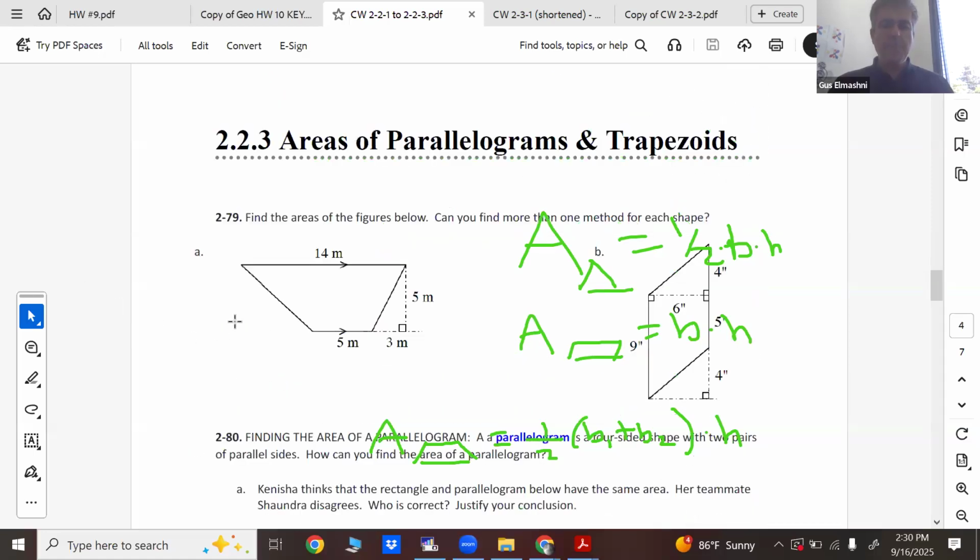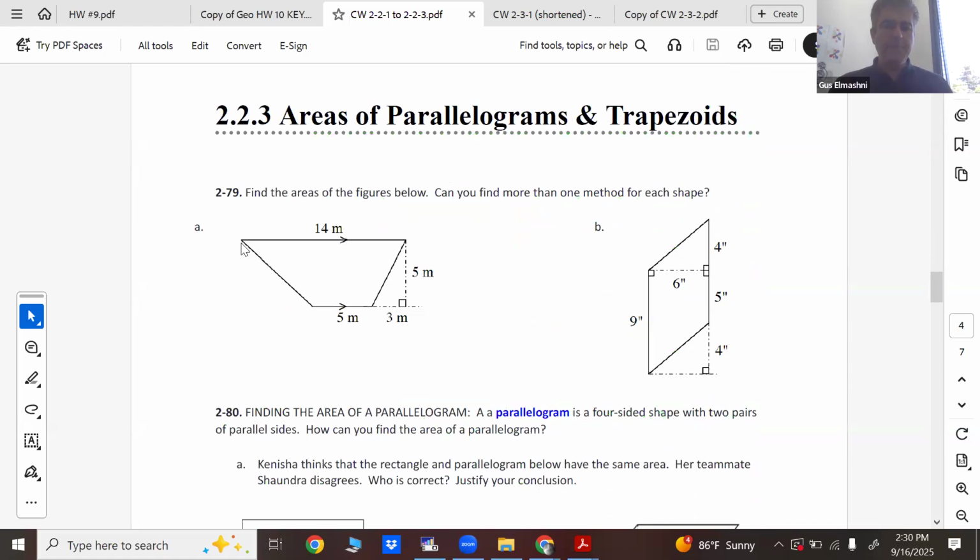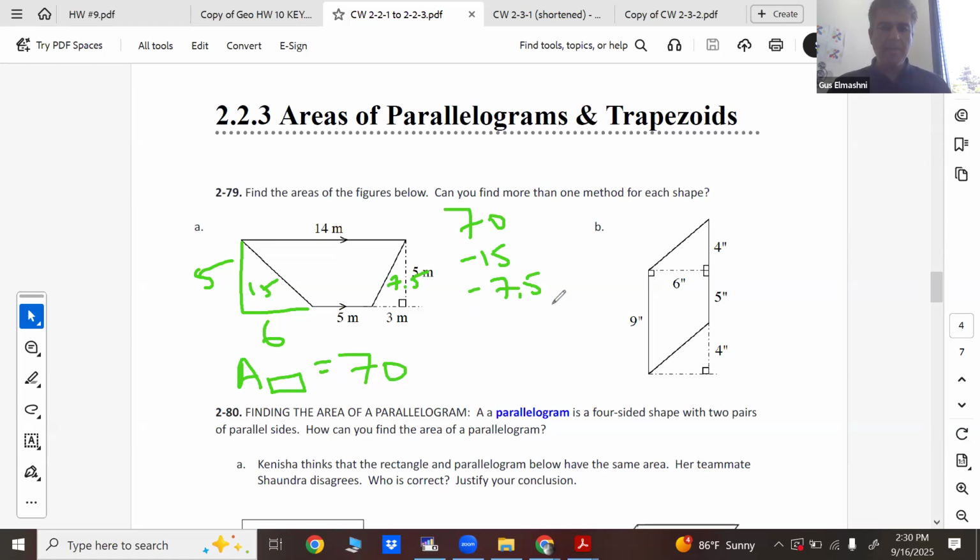You're not finding the triangle, so you could do a couple things here. Triangle on the left: the base is 6 and the height is 5. You could say if that's 5 and 3, this has to be 6. You find the area of the rectangle, which is going to be 70, and then this is going to be 15, and that's going to be 7.5. So use 70 minus 15. Wait, what is the formula I missed? I'll tell you in a moment.